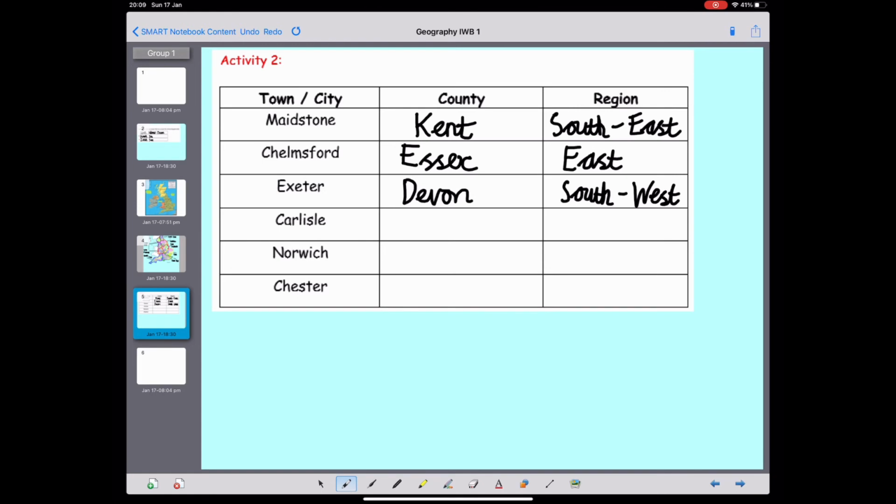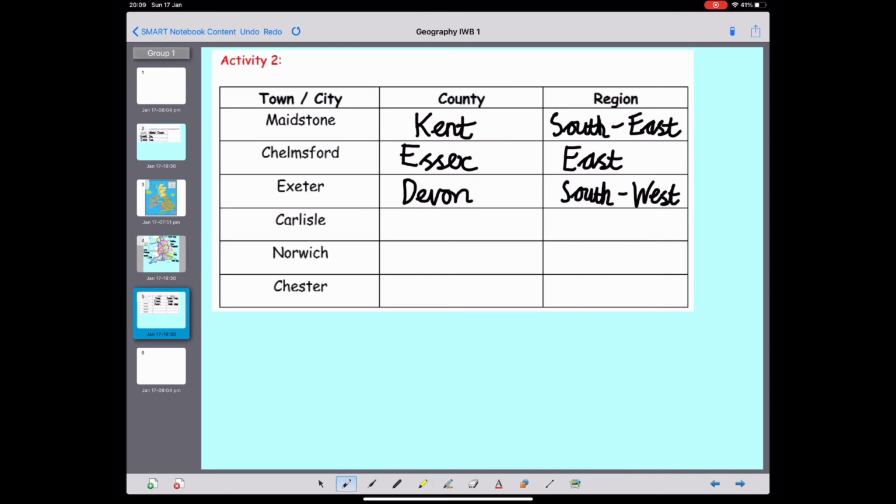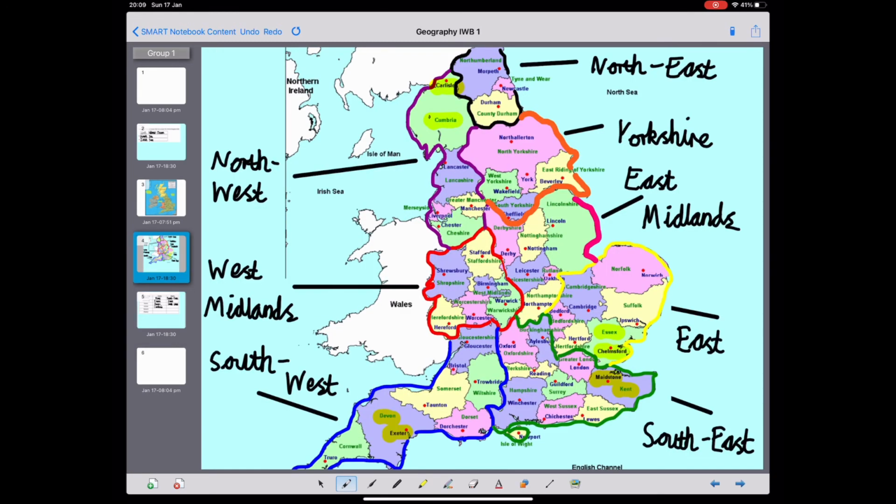Right, Carlisle. I wonder if you managed to find Carlisle. I've actually already highlighted it, I think by mistake. That's right, it's in a county called Cumbria. So Carlisle is in Cumbria. And Cumbria is in the northwest of England.